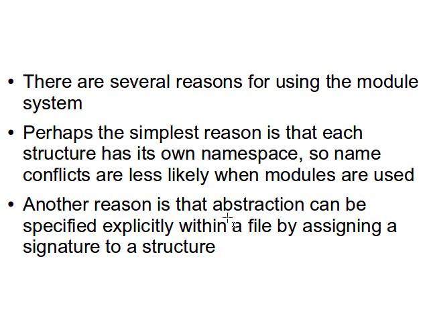Rather than confusing us and confusing the compiler. And another reason is that abstraction can be specified explicitly within a file by assigning a signature to a structure, so things become more abstract. I'm sure this will make sense when we actually start coding and creating our own modules.